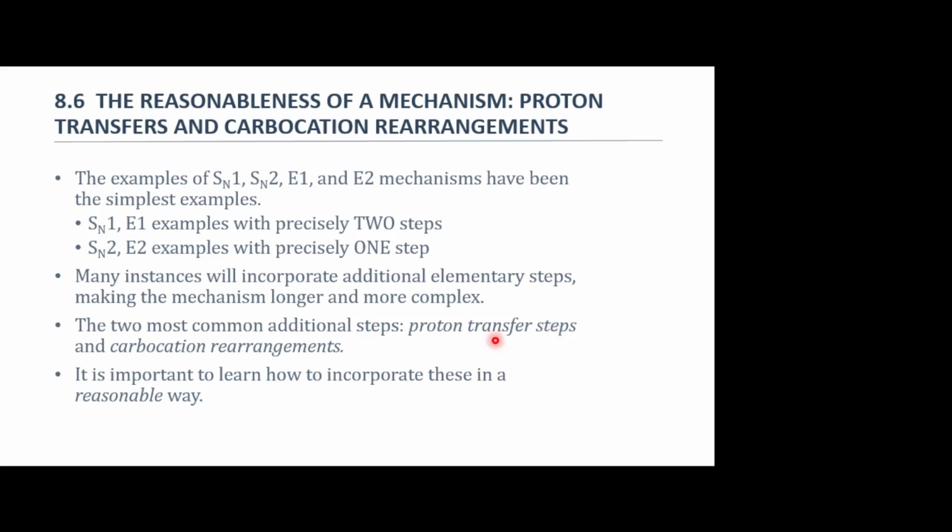Okay, so let's talk about the reasonableness of a mechanism, and then proton transfers and carbocation rearrangements. One of the things we need to keep in mind here is that all the things I've been building up to this point are the steps you need to understand to do this. That's why we were doing that awkward step. It felt weird, it felt wrong, but this is why. The examples of your SN1, SN2, E1, and E2 mechanisms have been our simplest examples. We didn't have to do anything to set them up or finish them off. It's just pure E1, E2, nothing else to consider.